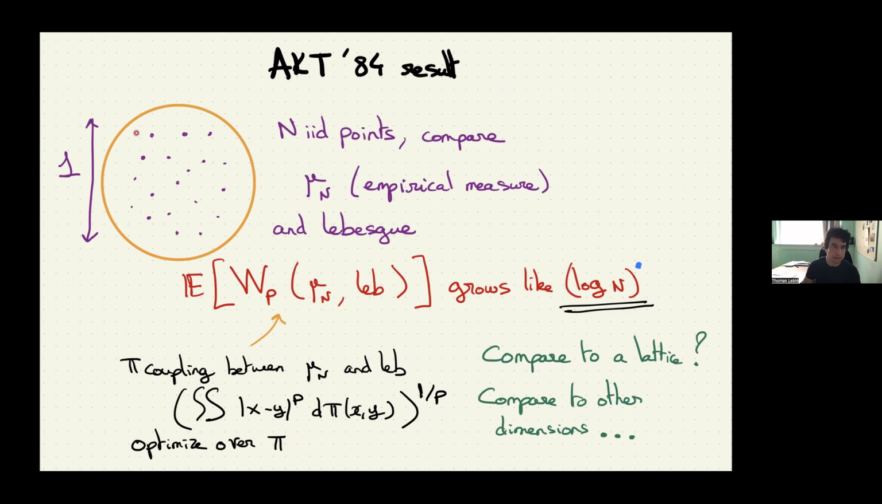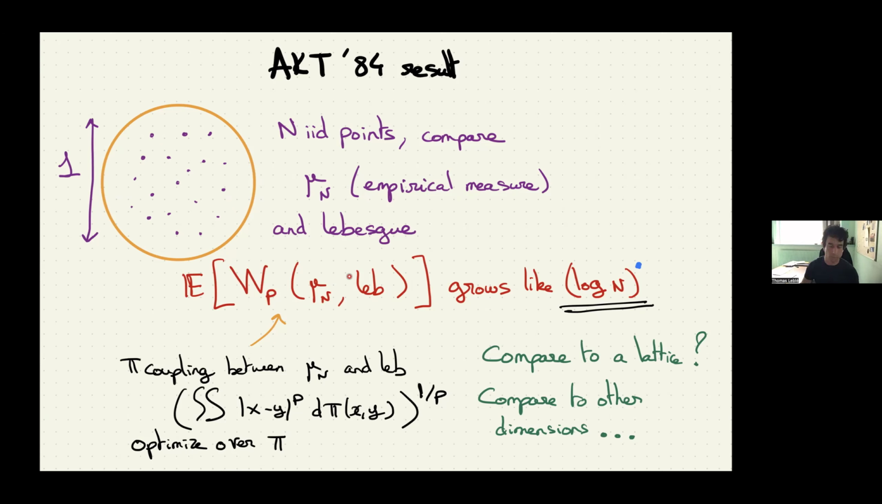If you take a disk of size 1 and you put n IID points, and you look at their empirical measure, and then you compare it to the Lebesgue measure on the disk, and you ask, how does the Wasserstein distance grow when you add more and more points? I think I am missing a normalization somewhere.